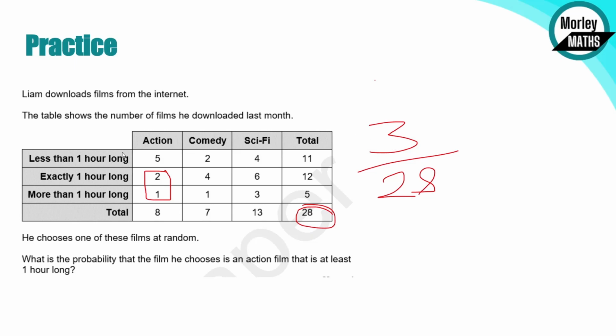Now with this particular question, it doesn't state whether we need to show this as a decimal or a percentage. It's giving you a little bit of free rein. If it doesn't specify, just leave it as a fraction and simplify your fraction down. Problem with this one is we can't simplify that one any further. So the probability of it being an action film that's at least an hour long is 3 out of a total of 28. And that's all there is to it. So your bottom number is always how many there are in total. The top number is how many are we talking about.